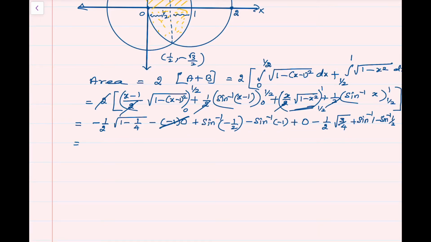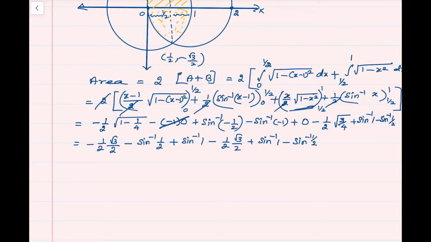So, this term is minus half into root 3 by 2. Sine inverse of minus x is minus sine inverse of x, therefore, it becomes minus sine inverse of half. Similarly, this will be minus of minus plus sine inverse of 1 minus half into root 3 divided by 2 plus sine inverse of 1 minus sine inverse of half.